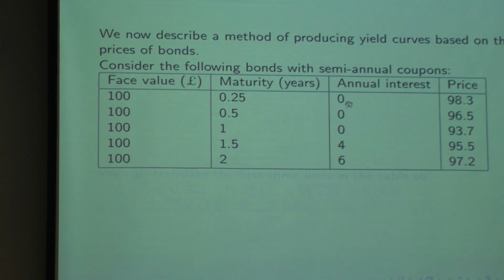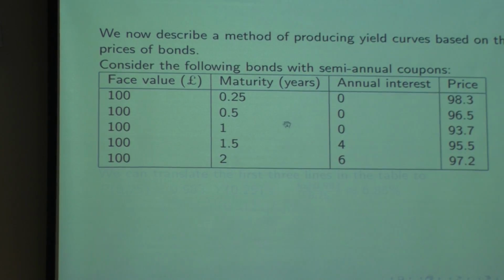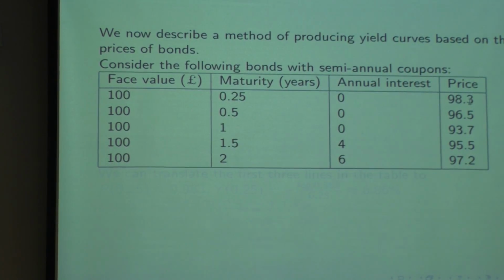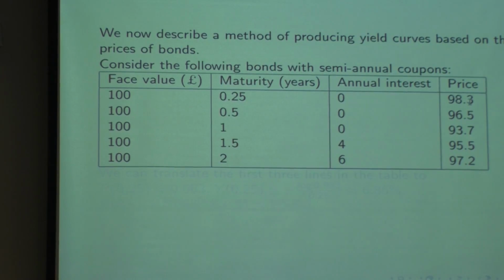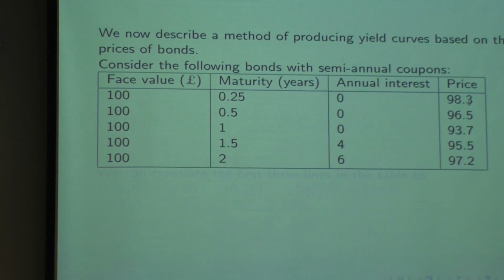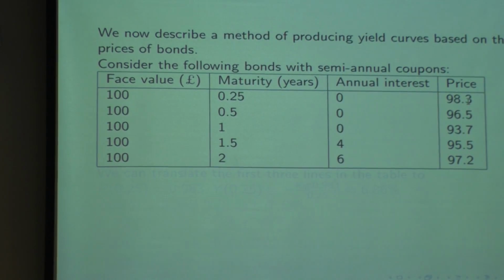The first 3 have no coupons. They have 0 annual interest. The first one matures in a quarter of a year. Then you go to the market and you observe this price from the market. That's the information we're going to use to construct this p of t and y of t. So you observe that this piece of paper that says owner will receive £100 in a quarter of a year, the price of that is £98.3. Okay?